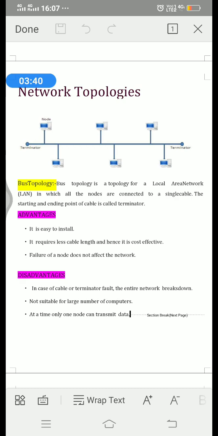At a time, one node can transmit data. Yes, this is the biggest restriction. Let's suppose the first node is communicating with the third node, the rest of the nodes have to wait for that communication to end, otherwise the data will get mixed up, there will be erroneous data. So at a time only one node can transmit the data, the rest have to wait. So it is again the biggest disadvantage of this topology.